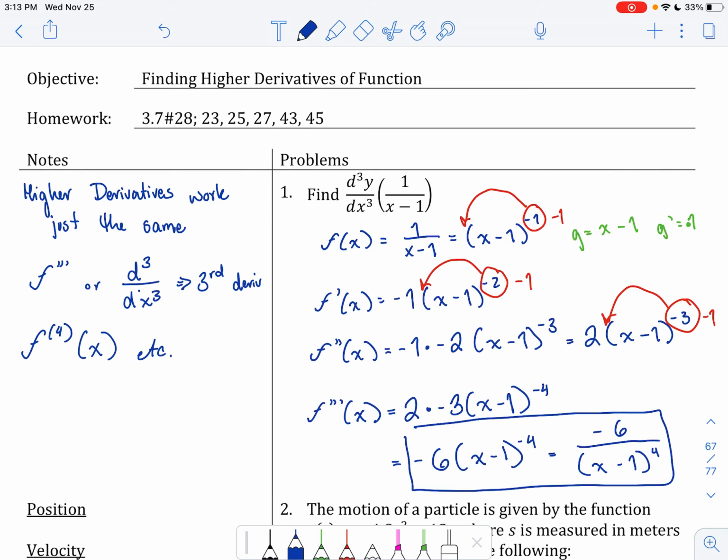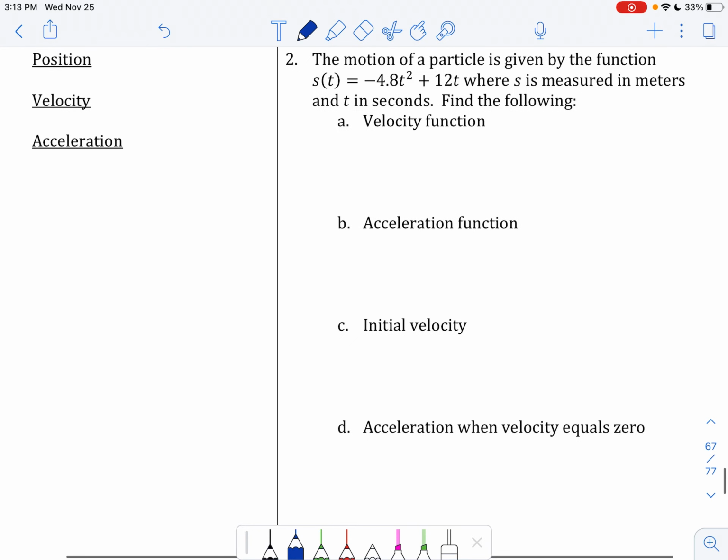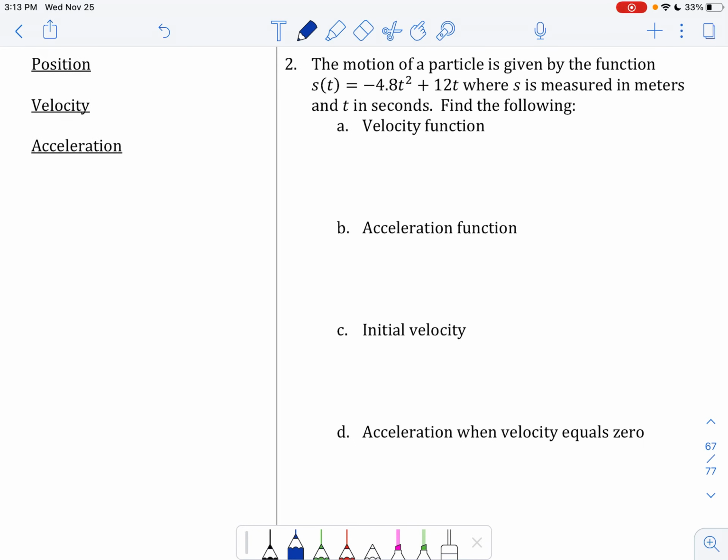Now, why do we care about higher derivatives? It's just doing the same algebra skills. This is one of those things that actually has a really important scientific application, and that is with motion. So if any of you are in physics or you remember physics classes from earlier, when you talk about the motion of something, so here we're just going to talk about a particle like my little cursor here that's moving back and forth.